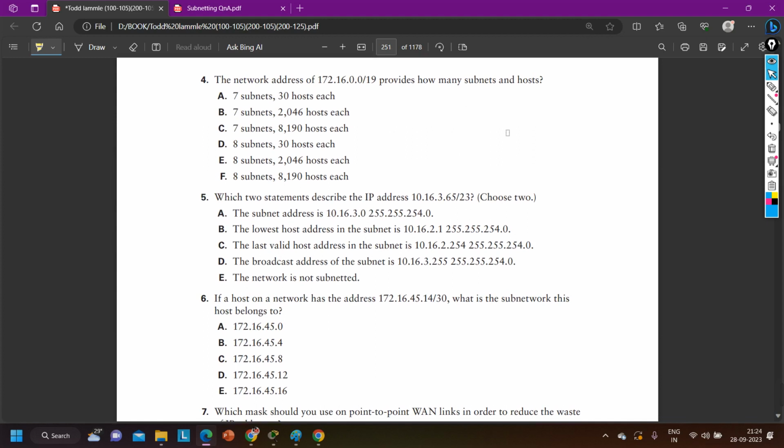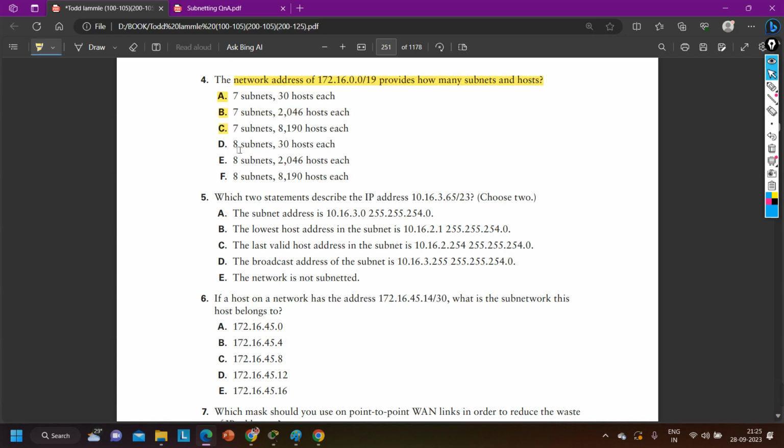The next question is a very interesting question. The network address 172.16.0.0/19 provides how many subnets and hosts? How many networks are there and how many valid hosts are there? 8 networks. See how many bits I have borrowed? 3 bits, 2 raised to 3 means total number of networks is 8. Definitely option A is incorrect, option B is incorrect, and option C is incorrect.